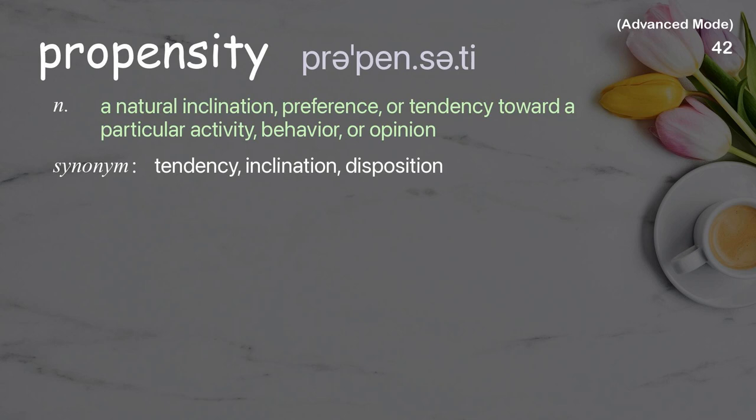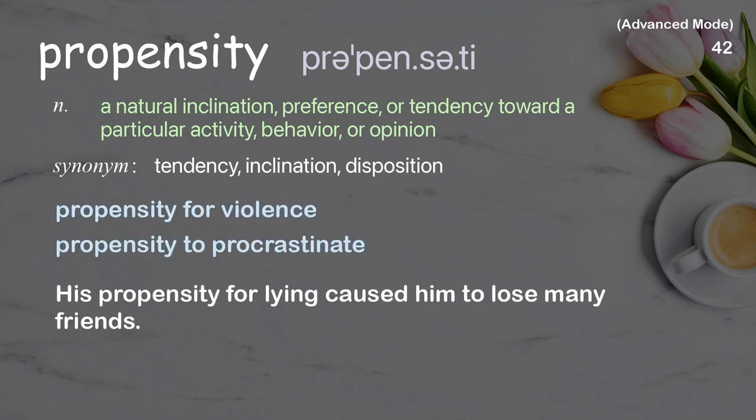Propensity. A natural inclination, preference, or tendency toward a particular activity, behavior, or opinion. Examples: propensity for violence. Propensity to procrastinate. His propensity for lying caused him to lose many friends.